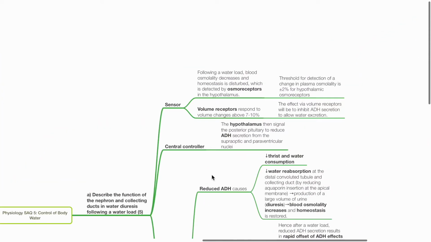Sensor. Following a water load, blood osmolality decreases and homeostasis is disturbed, which is detected by the osmoreceptors in the hypothalamus. The threshold for detection of a change in plasma osmolality is plus minus 2% for hypothalamic osmoreceptors. Volume receptors respond to volume changes above 7 to 10%. The effect via volume receptors will be to inhibit ADH secretion to allow water excretion.